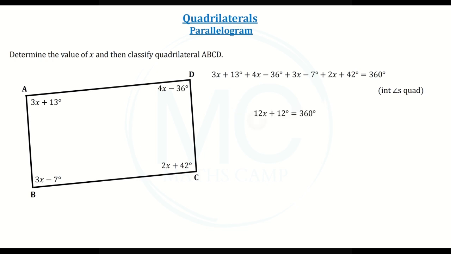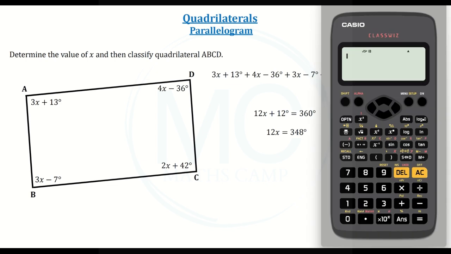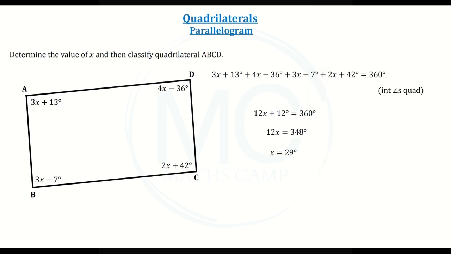Now to get our x term by itself, let's move the 12 to the right. So we now have 12x is equal to 360 minus 12, which leaves us with 348 degrees. Now to get x by itself, we need to divide both sides by 12. So let's take our calculator and we can say 348 divided by 12 and we get 29. That means that x must be 29 degrees.